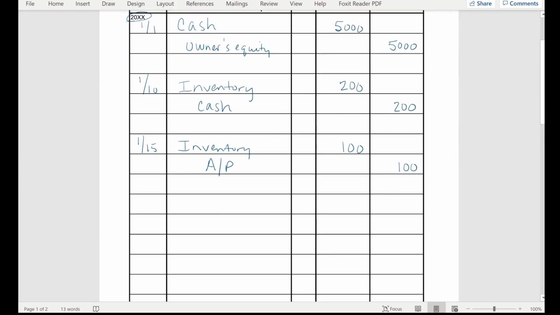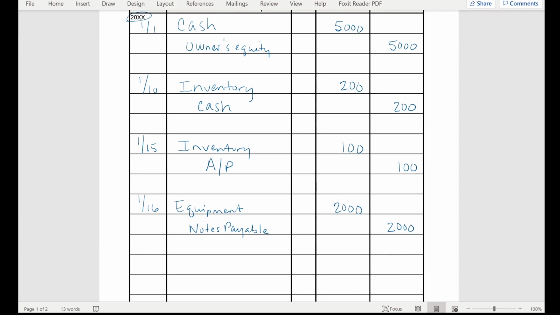And then on January 16th, the business owner decided they needed to purchase a piece of equipment. So equipment is an asset, so we're going to put that on the top line. And they used a loan or notes payable to purchase the equipment. And that purchase amount was $2,000. So we're going to debit equipment for $2,000, and we're going to credit notes payable for $2,000.